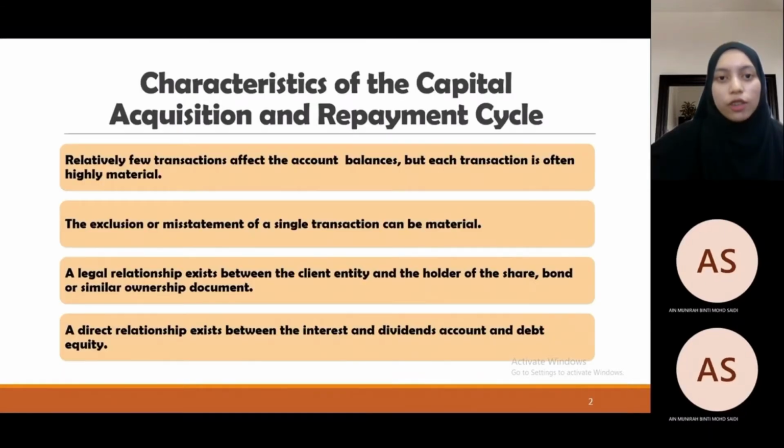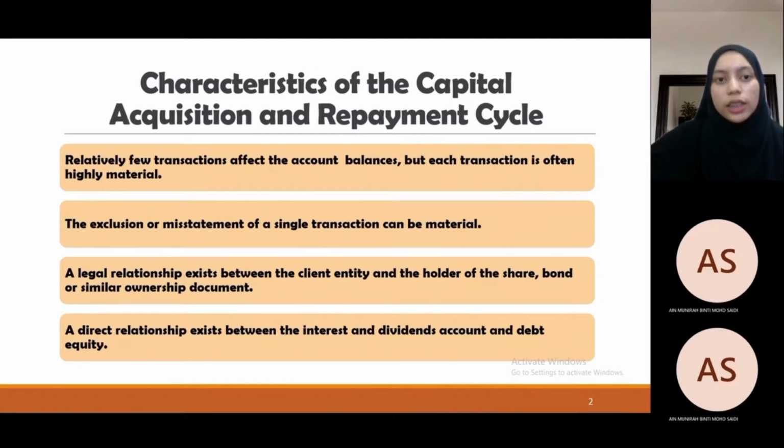Next, I will explain four characteristics of the capital acquisition and repayment cycle. Firstly, relatively few transactions affect the account balance, but each transaction is often highly material, meaning that capital acquisition has a few transactions in the company, but each transaction has a large amount. For instance, we wish to expand our business. We will require additional capital and will seek a loan of around 150,000 from a bank. This loan will not be applied every year, as we will use it only when we are having financial difficulties or want to add additional capital.